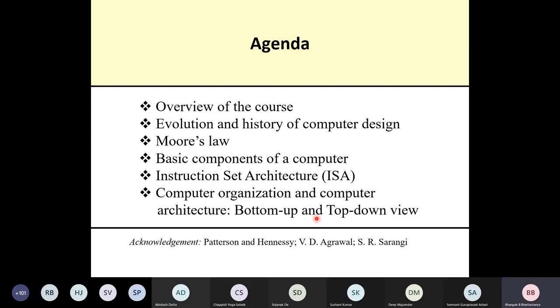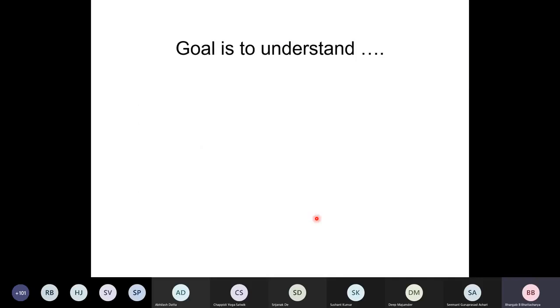So basically it's a bottom-up and top-down view, and we will talk more about this concept later on. That's why we talk about computer organization and computer architecture. These two are different terminologies, and the course is also like this, COA, computer organization and architecture.